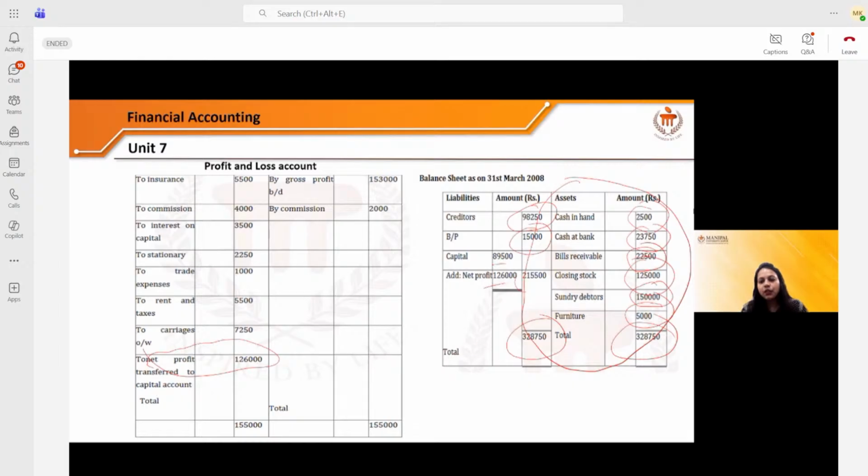Okay, Magati is asking why closing stock appears in both the trading account and the balance sheet. There is a rule: closing stock is considered an asset when you are preparing the balance sheet. As well as that, it is reflected as income, direct income. That is why it is reflected in the trading account as well.